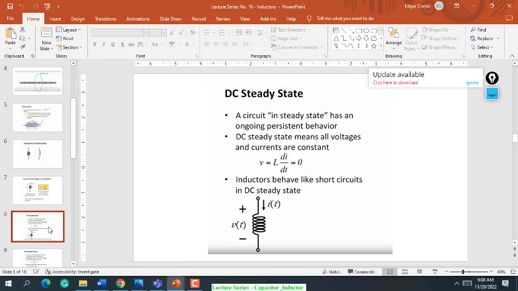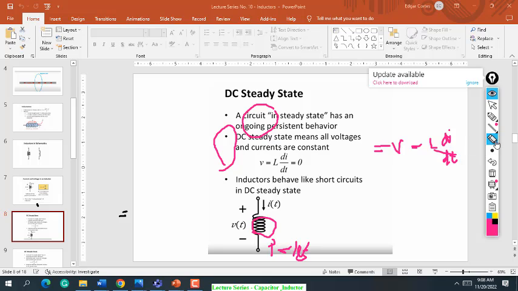And then we have this in a DC state. So make a DC state using DC as our source. A current in the steady state has ongoing persistence behavior. DC steady state means all voltage and currents are constant. So constant siya, class. Tanang voltage and current are constant, okay, in a DC state. And inductors behave like short circuit in a DC state.